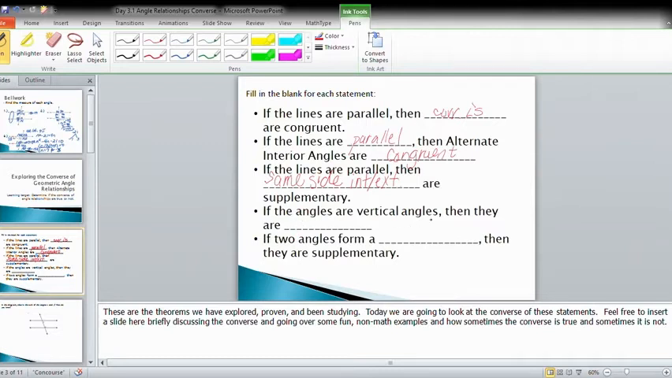If the angles are vertical angles, then they are congruent. That's always true. Bow ties are always going to be true, right? And if two angles form a line or linear pair, then they are always supplementary, right? So those are our special cases where we don't need parallel lines.